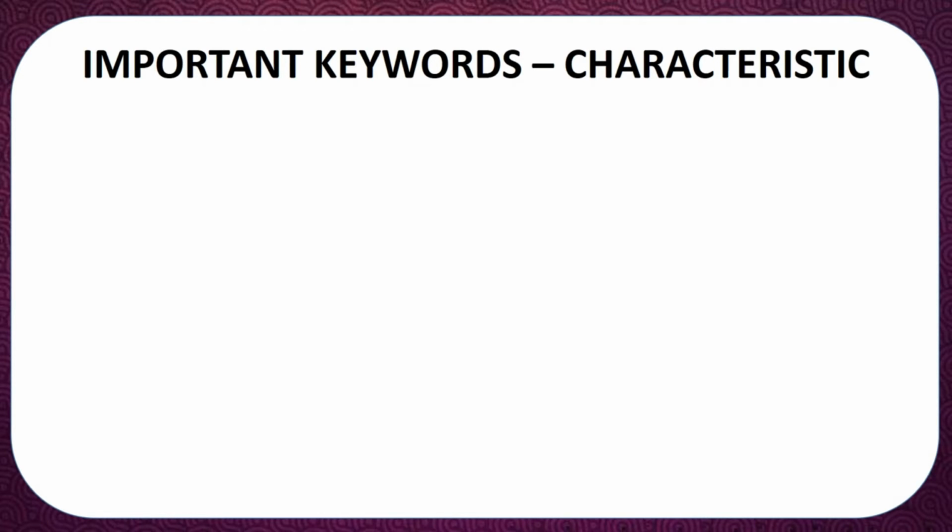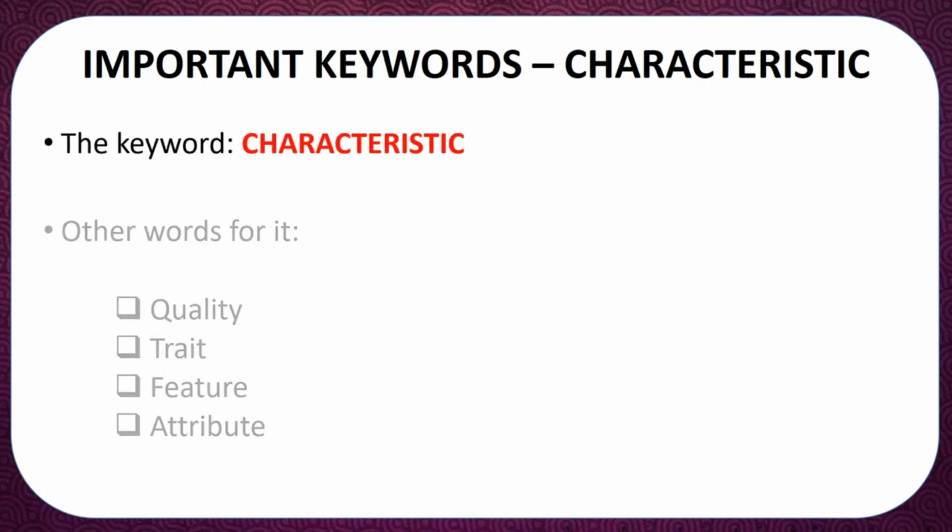Next, important keyword is characteristic. Okay, the keyword is characteristic. Other words for it are quality, trait, feature, or attribute. Again, there may be other words to replace characteristic, but so far these are the ones that we have found from SPM real questions or past year trial questions.